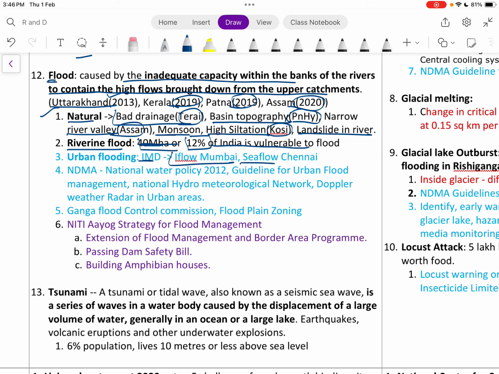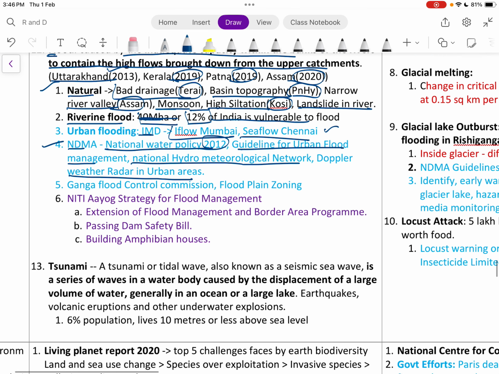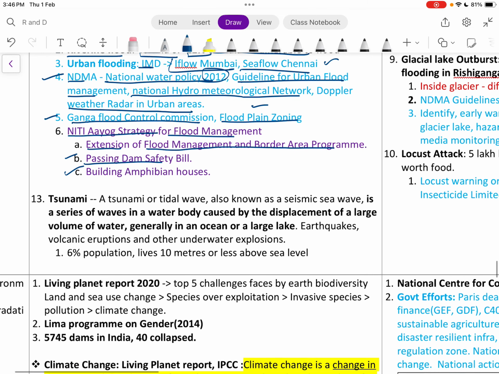I-Flow Mumbai, Sea-Flow Chennai. Okay, NDMA National Water Policy 2012, Guidelines for Urban Flood Management, National Hydrometeorological Network, Doppler Weather Radar in urban areas. Okay, so these are the initiatives. Ganga Flood Control Commission, and floodplains zoning. Niti Aayog's strategy for flood management, extension of flood management and border area program, passing dam safety bill, building amphibian houses. Okay, so these are the initiatives of Niti Aayog.